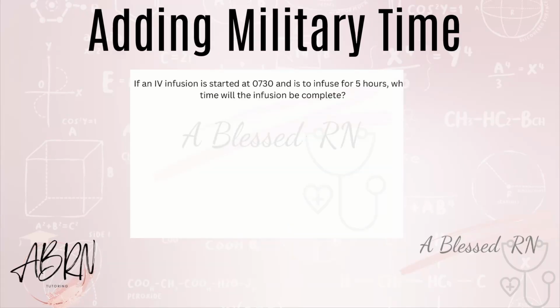So now let's add military time together. So you would use these in the infusion problems. So if you had to start an infusion at 7:30 and it was to infuse for 5 hours, what time will the infusion be completed? So you see I indicate the right side is my minutes, the left side is my hours. I will add my minutes on the right, I will add my hours on the left, and so I will get 12:30 in time.